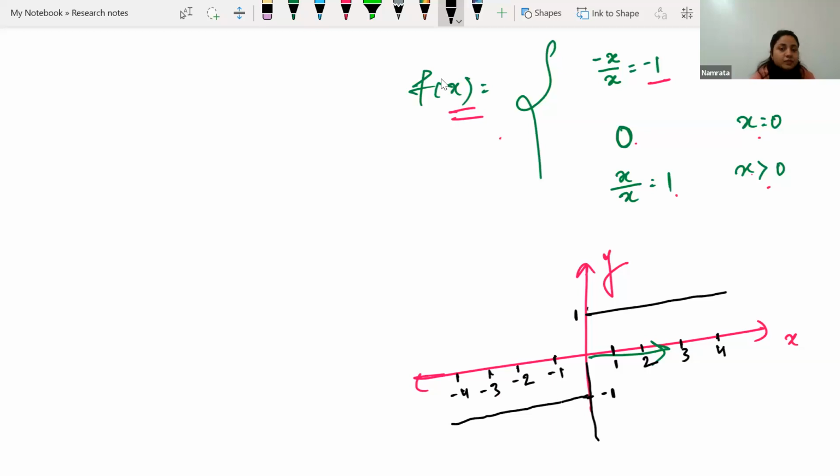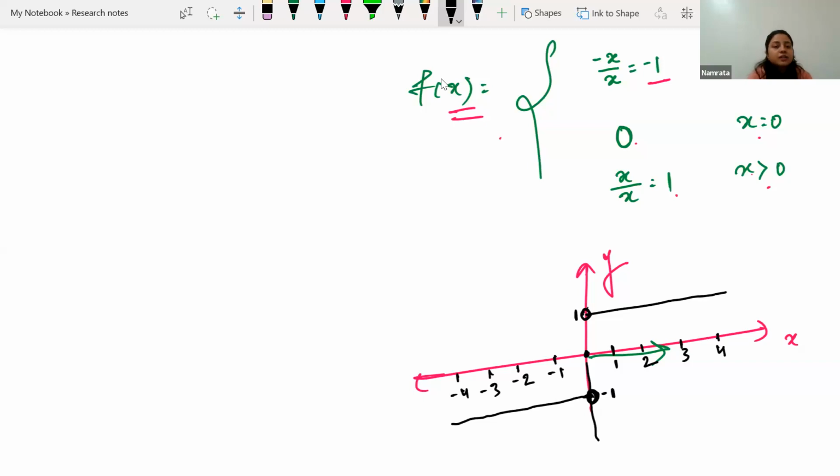Okay. Now when x is 0, y is also 0. So here at 0 we have to keep an open circle, because at 0 this line is not touching the graph. When x is 0, y is 0. Okay, the origin is over here. This is the graph of the signum function.